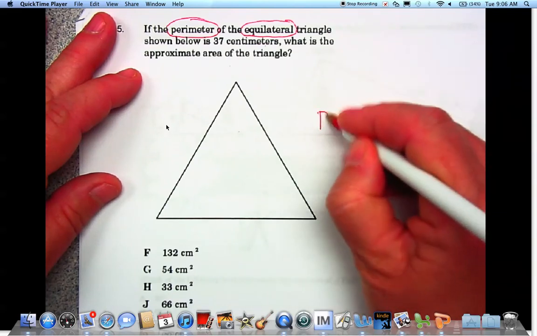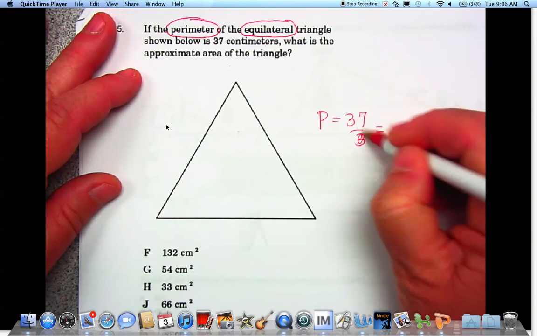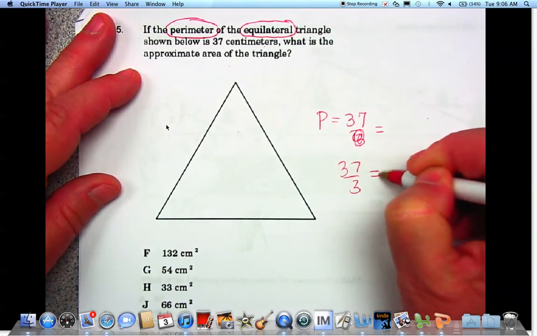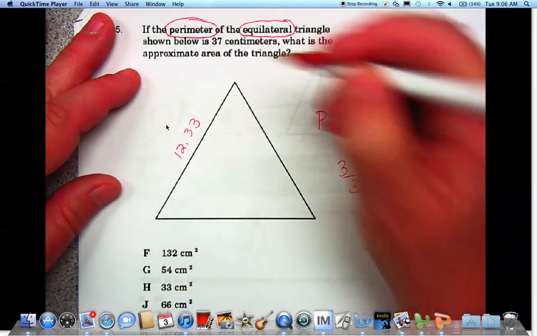So we can divide 37 by 3. 37 divided by 3 is 12.33. Okay, so each side is 12.33.